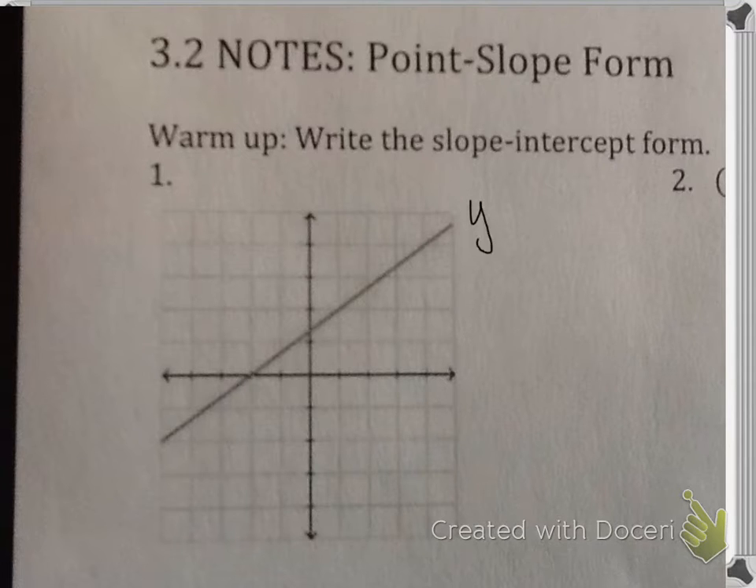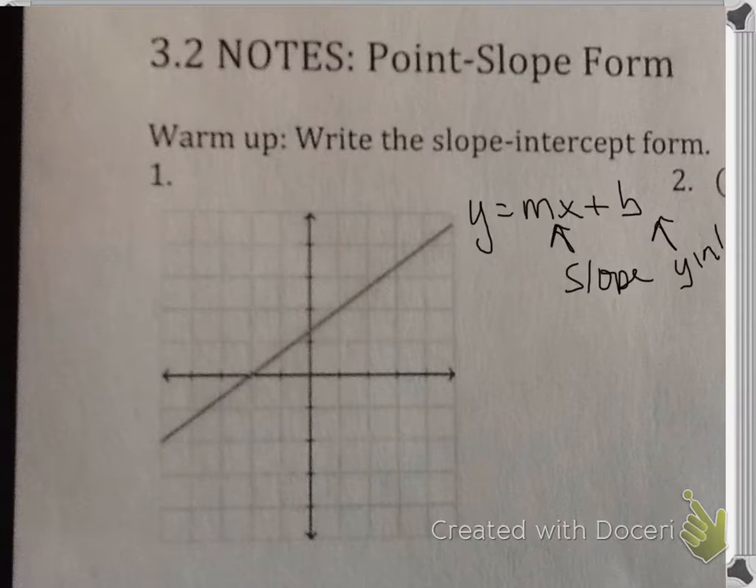The slope-intercept form is y equals mx plus b, where m is the slope and b is the y-intercept. Alright, so we're just going to do a brief summary of this. The y-intercept is where our line, this line right here, crosses the y-axis, and this is the y-axis right here. So we're trying to find out where it crosses right there.